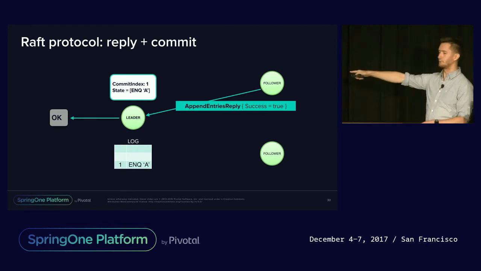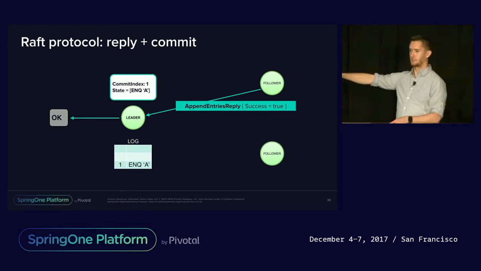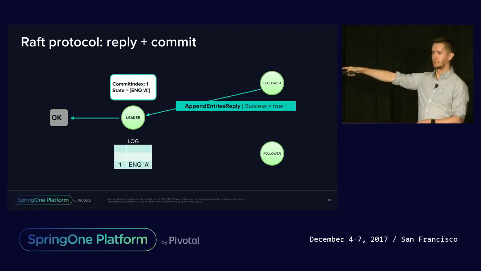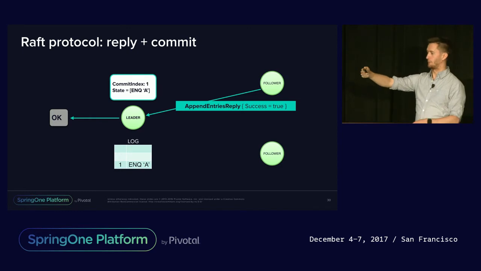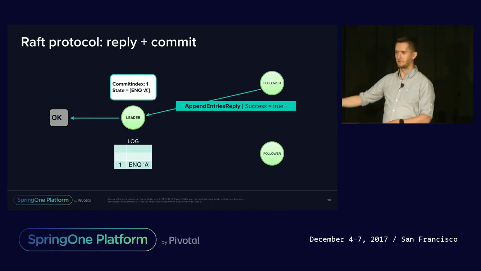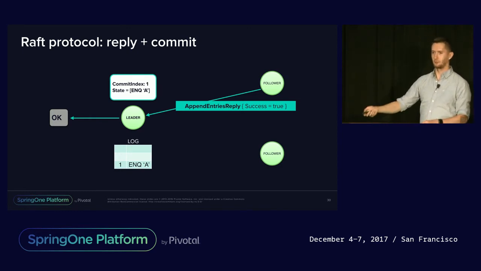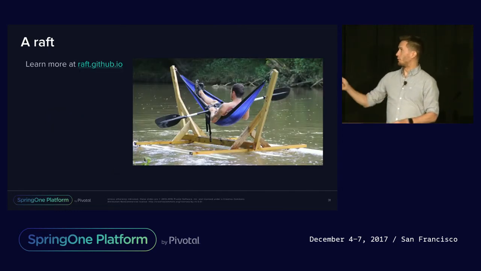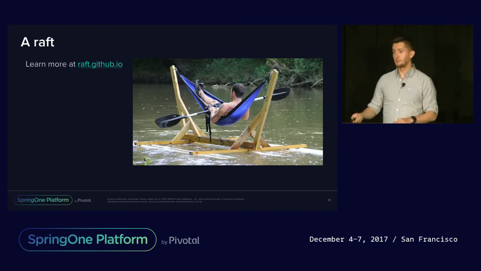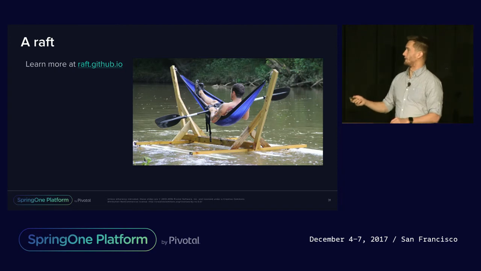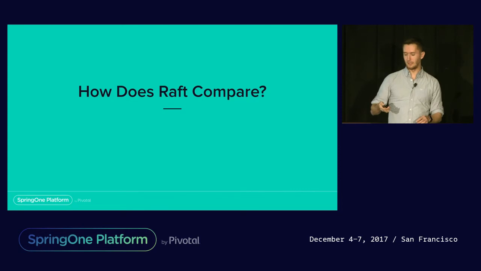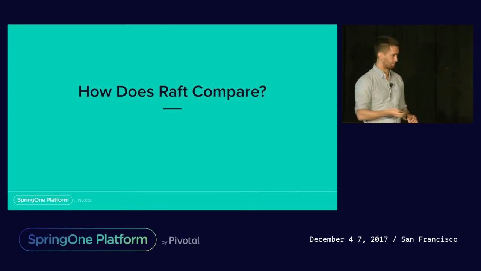Note that follower 2 may be lagging behind, but it's not required at this point for the leader to wait for it before it can confirm an operation. So it is asynchronous, safe, and parallel. 3 things that you probably want in your data service. So you can learn more at raft.github.io. They have nice infographics. The paper is fairly approachable, if you ask me. And yeah. So how does Raft compare in terms of error handling, for example, to what RabbitMQ does today?